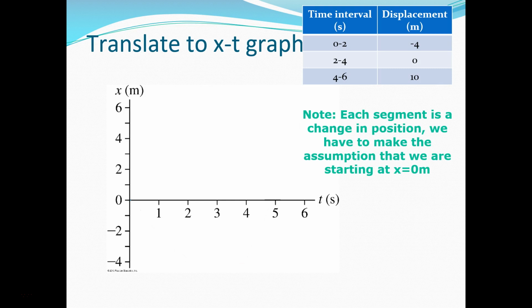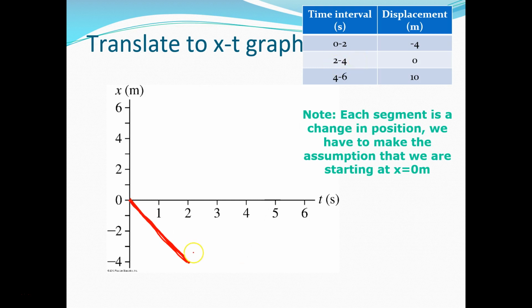Now we want to translate that information to an x versus t graph. So we want to find what our x versus t graph would look like. Well, from time 0 to 2 seconds, we traveled -4 meters, so at 2 seconds we were all the way at -4. Because we had constant velocity, that straight line, we need to have a linear slope on our graph. A linear slope means we have a constant velocity.